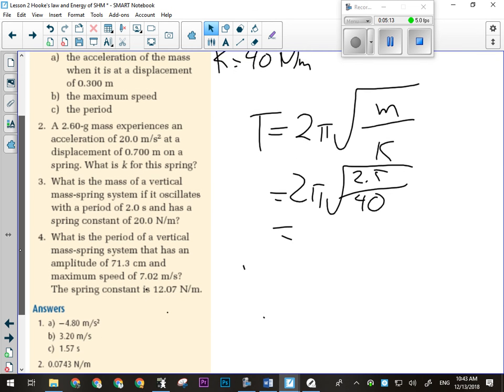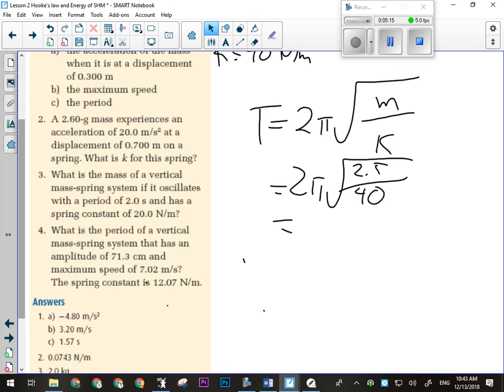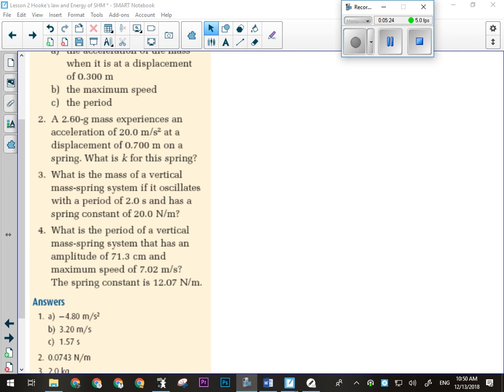Okay, I want you guys to try number 2. Don't worry about 3 or 4. Just try number 2 for now. All right, I'll give you a few minutes on number 2 and see how you do.